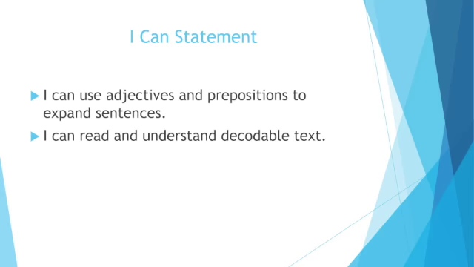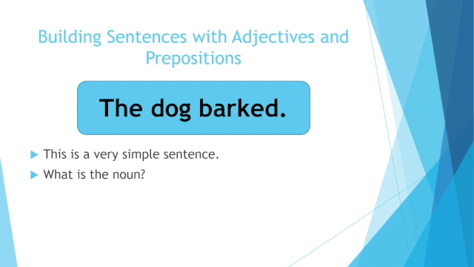Today we are going to be using adjectives and prepositions to expand sentences, and we're going to be reading and understanding decodable text. Let's get started with building these sentences with adjectives and prepositions. Remember, an adjective is a describing word. This is a very simple sentence that you see here.